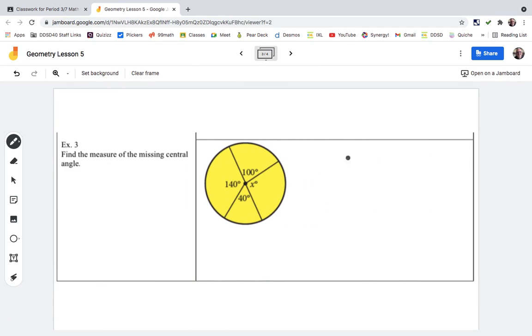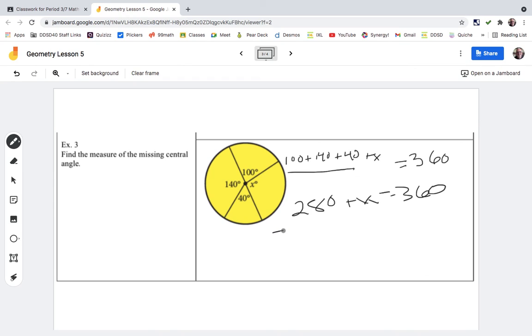And we know that the sum of the central angles, according to card 1, is 360 degrees. So if we do 100 plus 140 plus 40 plus x. So we combine all these to 280 plus x equals 360. And then create a 0 pair with the 280. x equals 80.